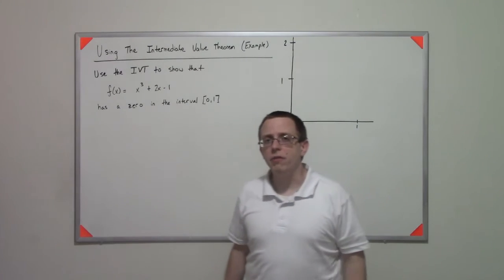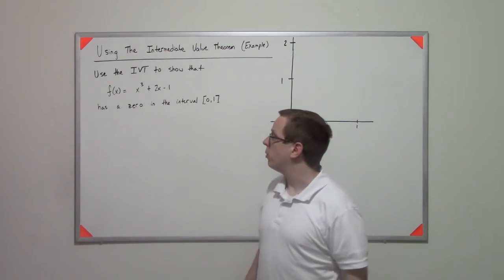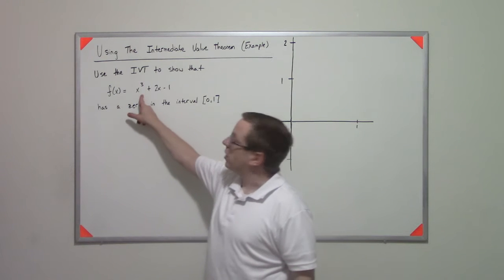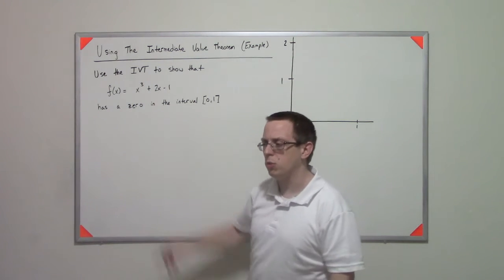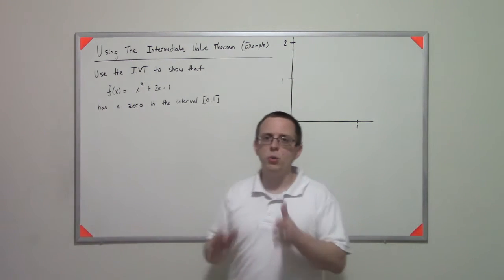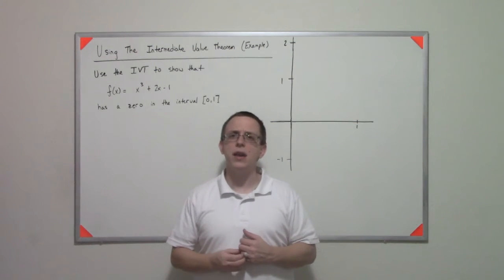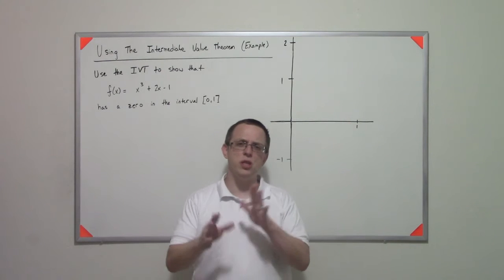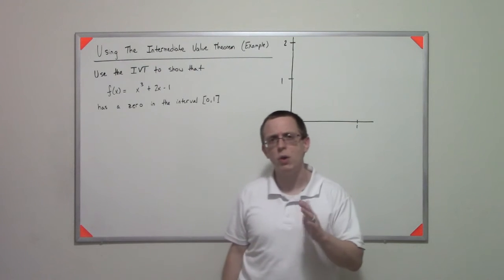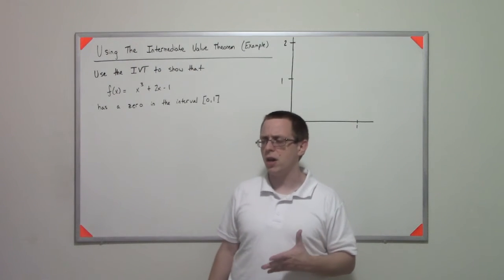So let's use the intermediate value theorem with a practical example. If I'm given this function, x cubed plus 2x minus 1, what I'm trying to do is find a root of the function. And roots of functions are a pretty standard algebraic technique, and they're used even in industry and all kinds of stuff. So this is kind of an important thing to find.